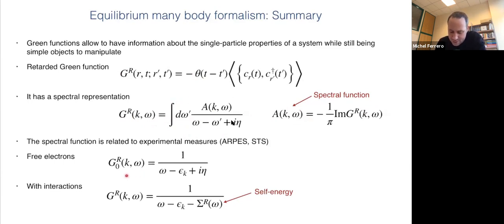For free electrons, try to remember this one. If I just have one excitation at K, it writes simply as 1 over omega minus epsilon K plus some regularization here. Eta is a small positive infinitesimal. If you have interactions, this will become more complex, and in general can be described by that important object, the self-energy. I forgot the dependence in K here, which encapsulates all the correlation effects.